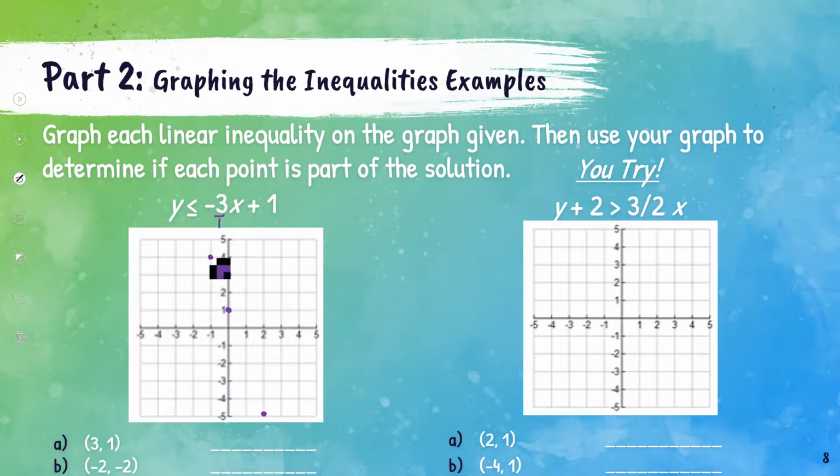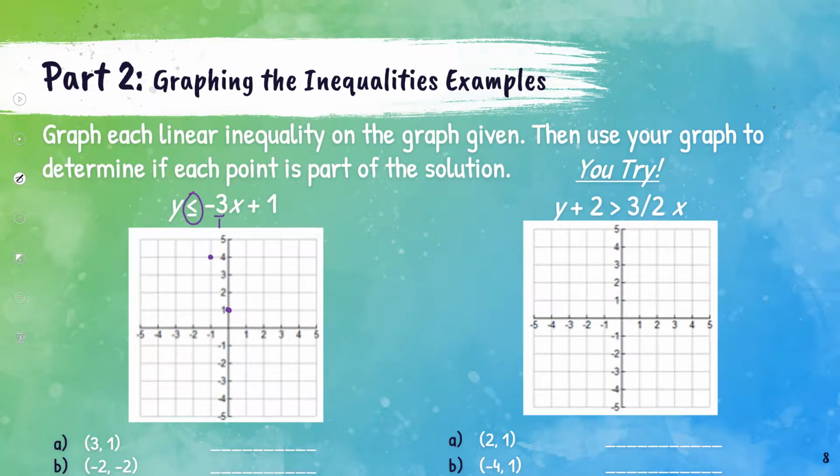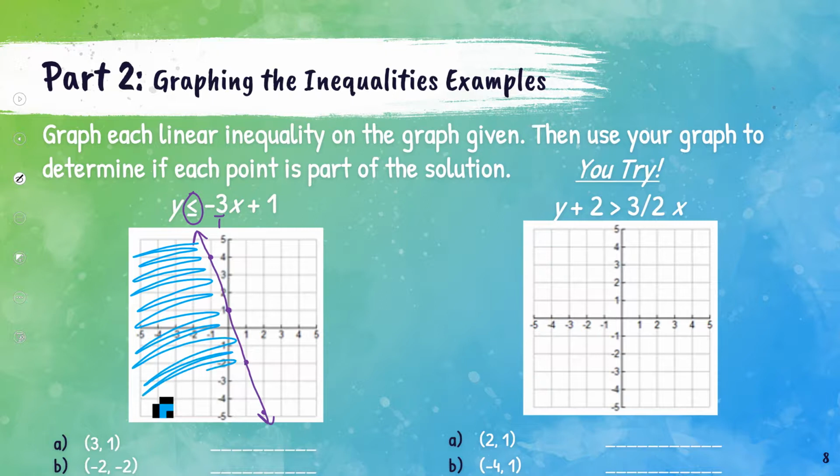Now we want to look at our inequality symbol. So in this case, I've got less than or equal to. That means I'm going to have a solid line that goes through my points. And I'm going to shade below this line, which means my shaded region is going to be all of my lower y values.